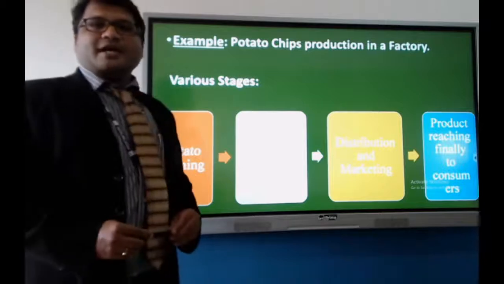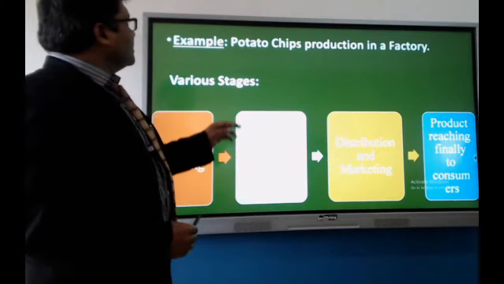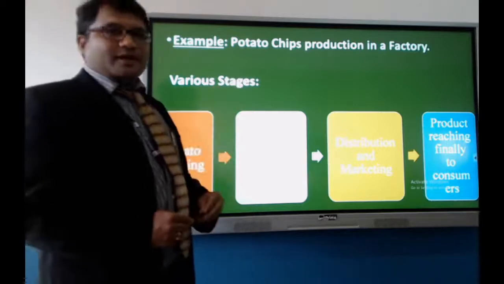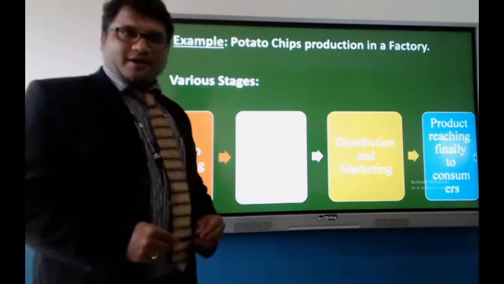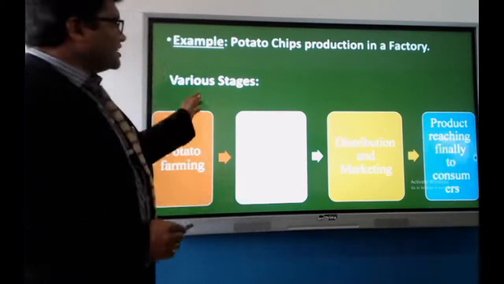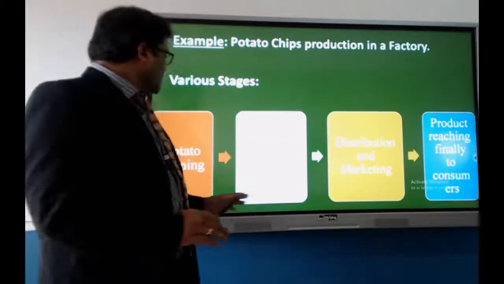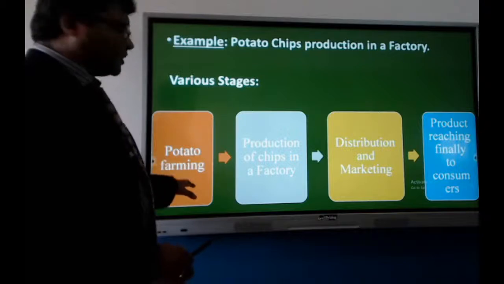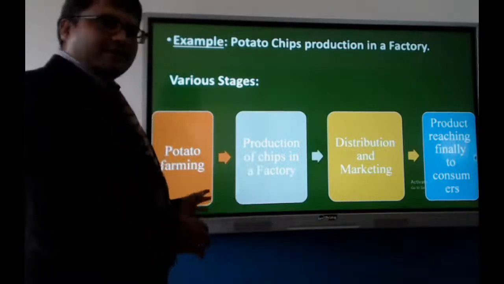Now, let's understand this with a simple example. The example which I have taken is for manufacturing of potato chips production in a factory. I have taken a very simple example for all of us to understand it very clearly. So, these are the various stages which are involved at a very broader level. So, first is potato farming. So, farming of potatoes at commercial level, agricultural activity.